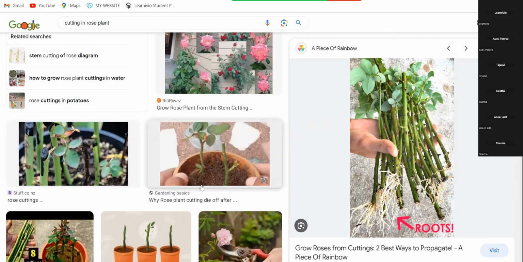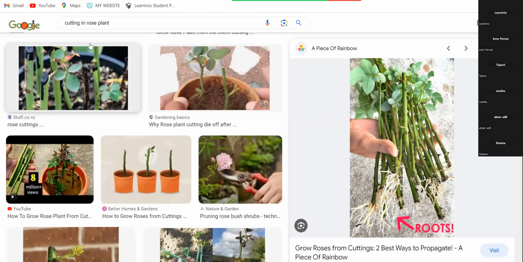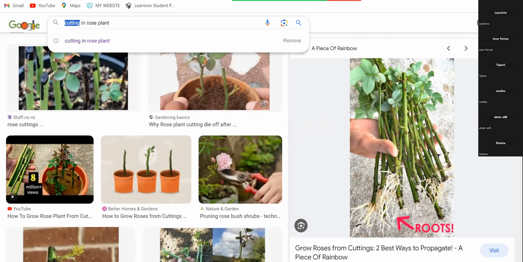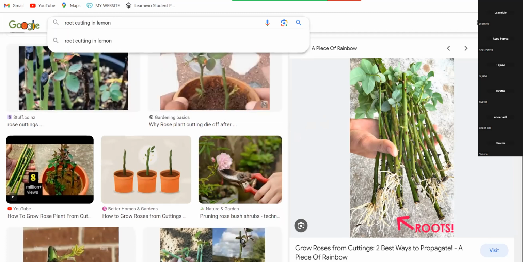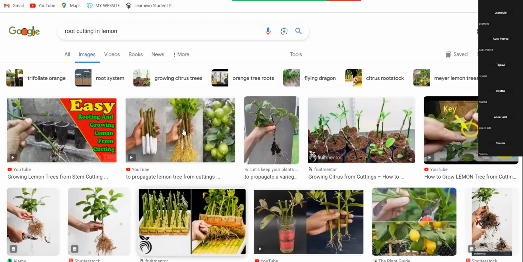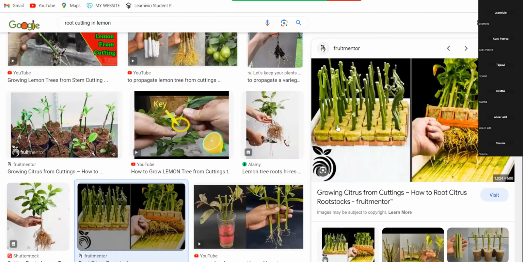Okay, and next we use stem cutting in lemon. Sorry, root cutting in lemon. So root cutting in lemon. So when we cut the root in the lemons, then we can give rise to new plants. So you cut the root of lemon, and the new plants can be grown by this.